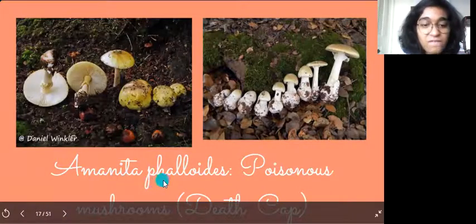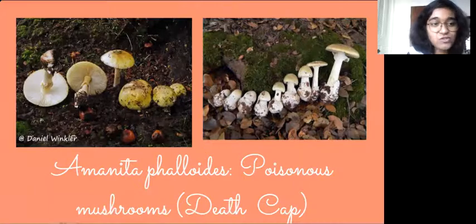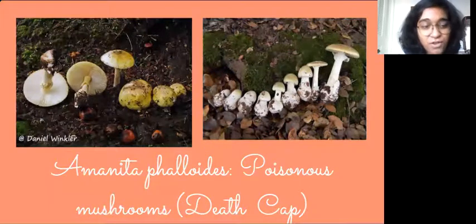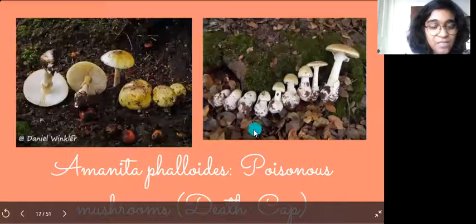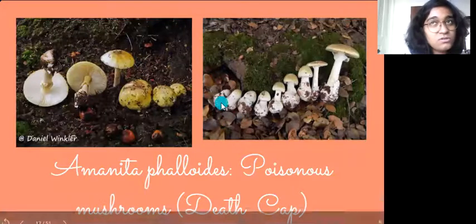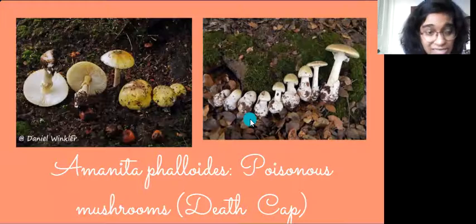Amanita phalloides, poisonous mushrooms, also known as the death cap. So how do you identify this type of mushroom if it's in your field or your yard or your garden? Is by pulling these out and you'll see this large stem. I think this is the most poisonous mushroom, and these are known as death caps.